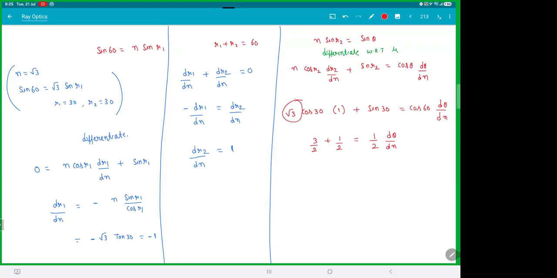This is a problem. n is root 3 cos 30. That is root 3 by 2. I think I goofed up dr2 by dn here. Yeah, how many mistakes do I make, eh? This is 1 by n. This is minus 1 by 3. This is 1 by 3. This is 1 by 2. There, that's your answer. Clear with this?